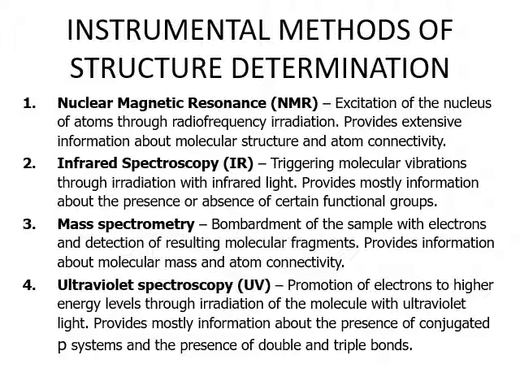And then you have ultraviolet spectroscopy, UV, and this works by the promotion of electrons to higher energy levels through irradiation of the molecule with ultraviolet light. It provides mostly information about the presence of conjugated pi systems and the presence of double and triple bonds. Of these, I would say all of them are very useful, but NMR and IR are probably the most useful.